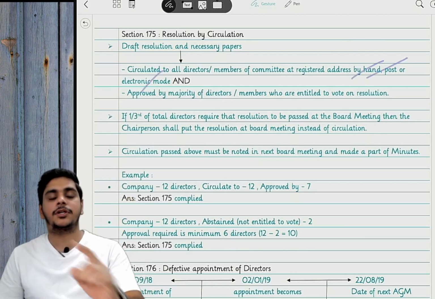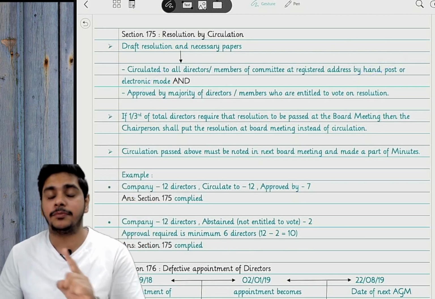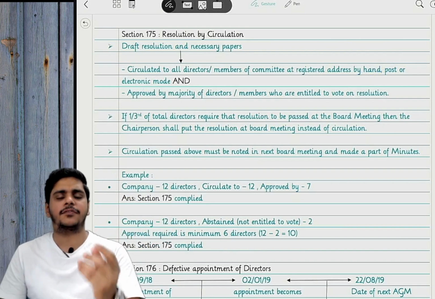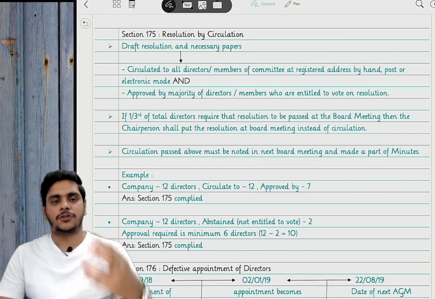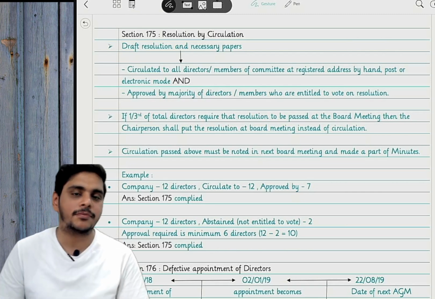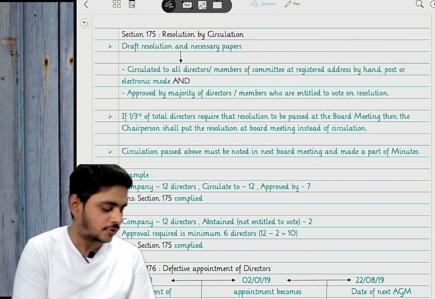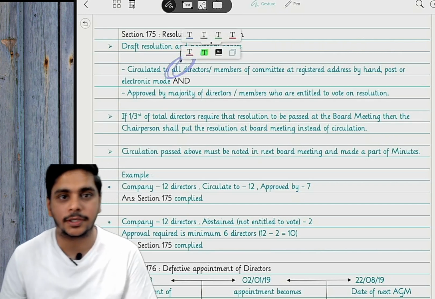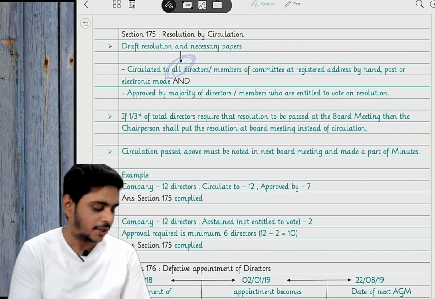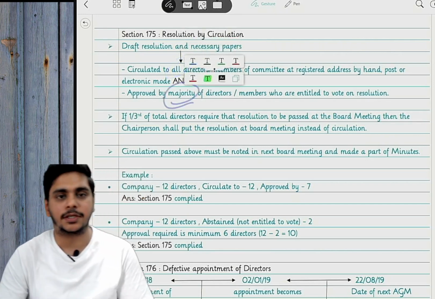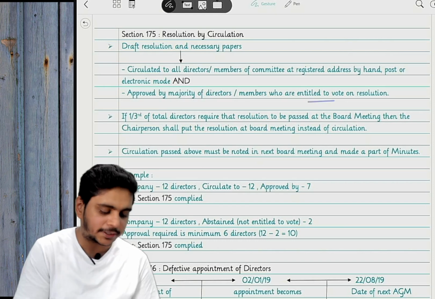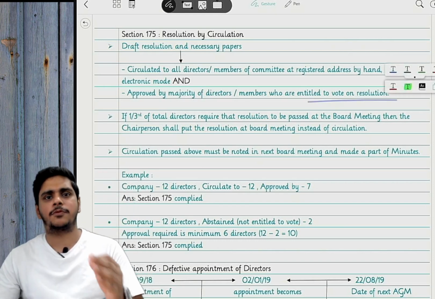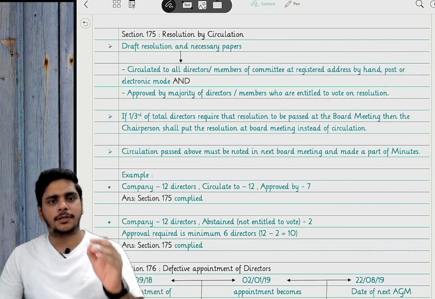So it should be circulated to all the directors. All means all, or members of any committee. For example, if you're talking about the audit committee, you'll send it to all the members of the audit committee. If you're talking about the nomination remuneration committee, then all the members of the nomination remuneration committee. It should be circulated to all the directors or the members and it should be approved by majority of directors or members who are entitled to vote on the resolution.